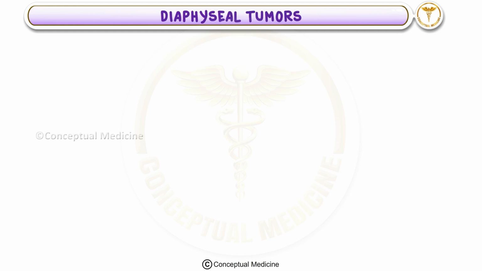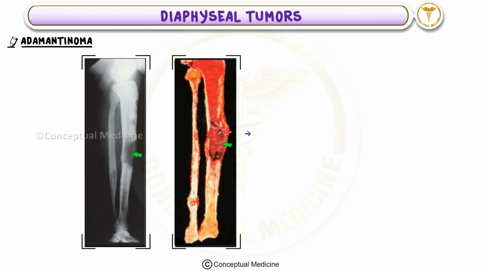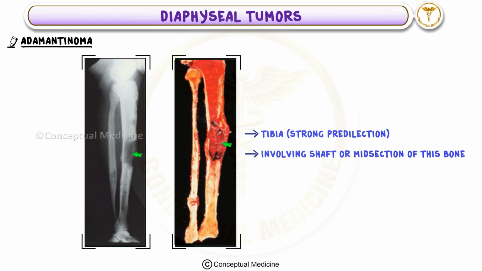Diaphyseal tumors. Adamantinoma. Tumor has a strong predilection for the tibia. In most cases, you'll find it involving the shaft or midsection of this bone.